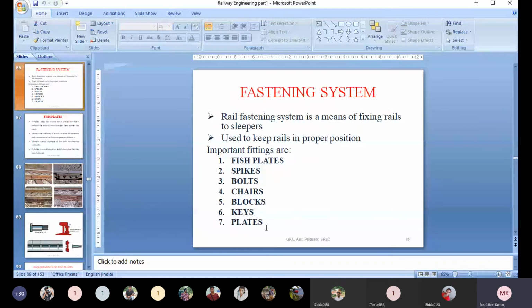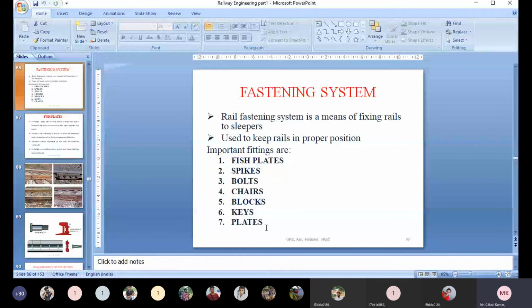It means the apparatus used to join two rails, or to fix rails with sleepers. That system is called a rail fastening system. The rail fastening system is used to keep rails in proper position, and the important means are fish plates, spikes, bolts, chairs, blocks, keys, and plates.